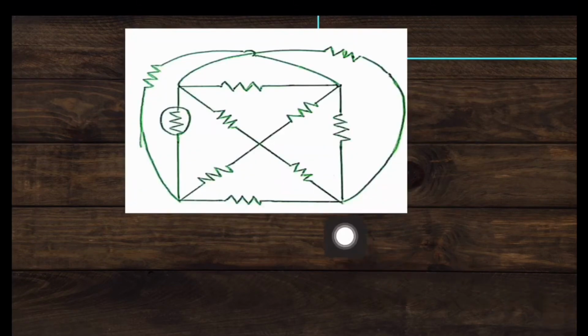What about this network? Is it planar? Are there any crossovers present in this network? You can see a crossover here. Hence, it is a non-planar network and we cannot use mesh analysis to find the solution of this particular network. So we can conclude that before applying mesh analysis to a particular network, we should make sure that it's a planar network. Got it? Now let's see some more basic concepts related to mesh analysis.